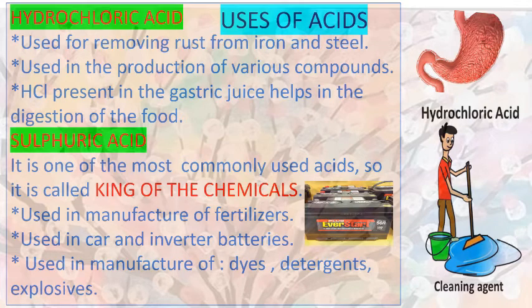Uses of acids. Students, acids are very useful in our day-to-day life. Hydrochloric acid. Hydrochloric acid is used for removing rust from iron and steel. It is also used to remove stains which adhere between the tiles of a swimming pool and cannot be cleaned by using a detergent. Hydrochloric acid is used in the production of various compounds such as dichloroethane and vinyl chloride.